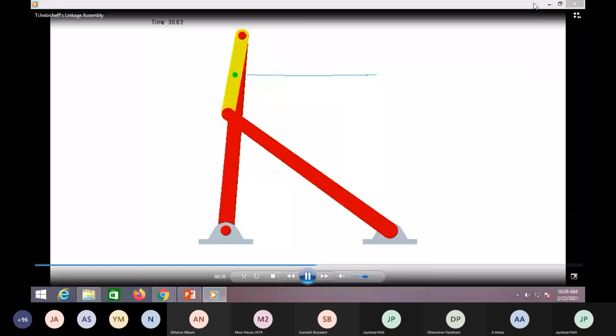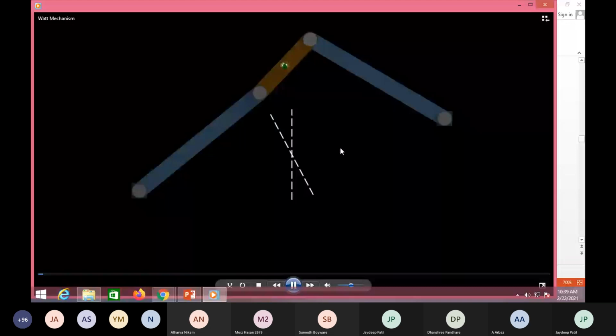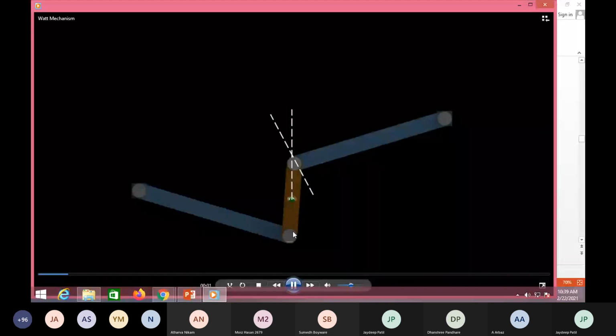Okay, one more mechanism is Watt's mechanism. Here, this is the Watt's mechanism, an approximate straight line generating mechanism.